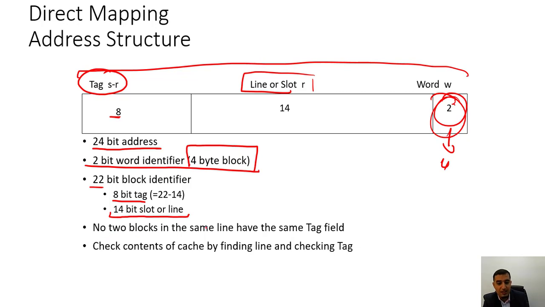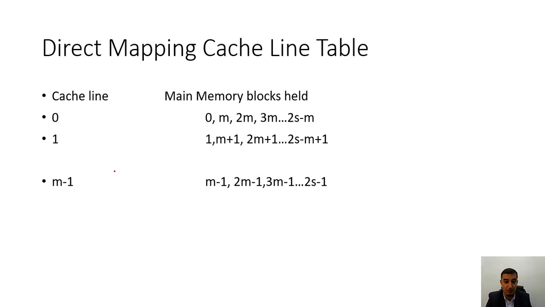Now, no two blocks have the same tag field. No two blocks will have the same tag. Each block will have a different tag. We can check the contents of the cache by finding the line and checking the tag. So we need to find the tag and we need to check the line for the information.